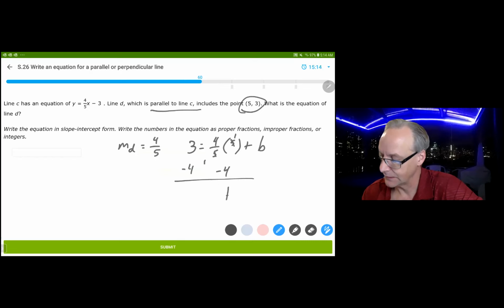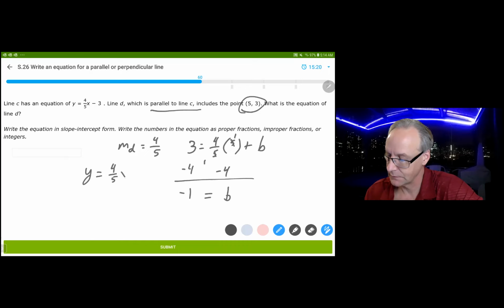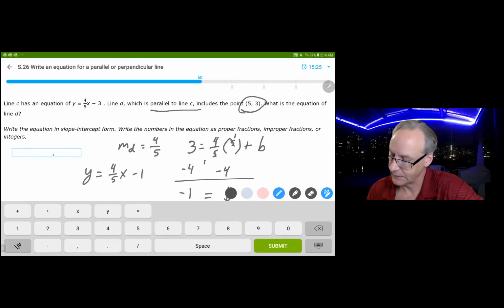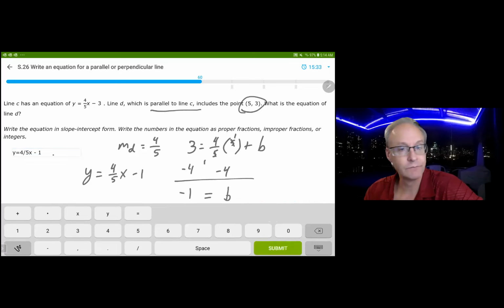Hopefully, you guys can do a lot of this in your head, and you're done. Y equals 4/5 x minus 1. And I can put my answer in. But I need to put a space probably. As far as I know, you still need the spaces.